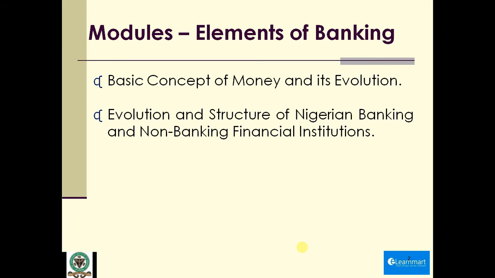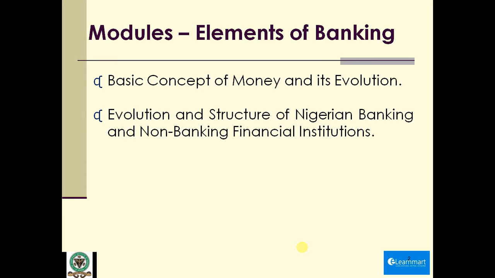The second module under the elements of banking is evolution and structure of Nigerian banking and non-banking financial institutions. Under this module, we have the following. Number 1, types of banking institutions: Central Bank of Nigeria, deposit money banks, state financial institutions, and special banks, such as microfinance banks and Bank of Industry.